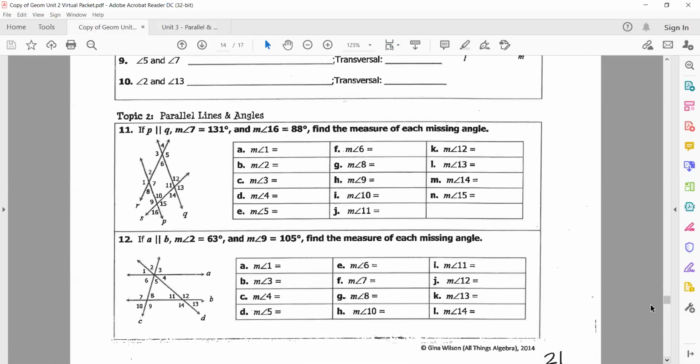Okay, here's a tougher one. Line A is parallel to line B. Looks like they're parallel, they're flat, that's good. Angle 2 is 63 degrees. Angle 9 is 105. Find the measure of each angle.